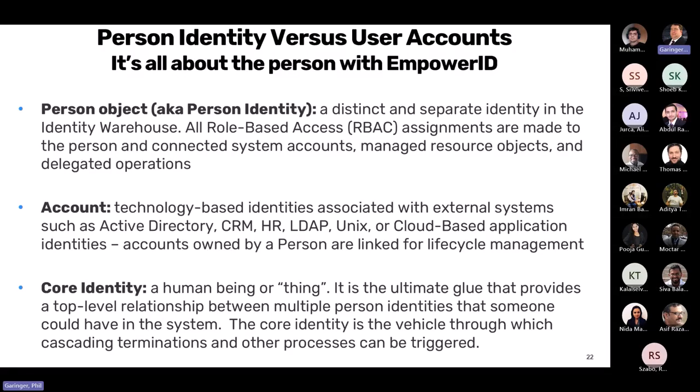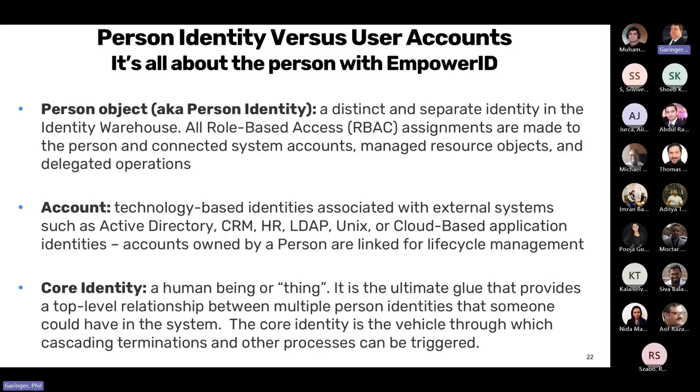So the person identity is what you use when you are working within EmpowerID. If I'm in there doing stuff, I'm doing it as a person. That's that primary authenticated or authorized identity within EmpowerID. Now, when we talk about accounts, we're talking about all of the technology-based identities in our target systems and our source systems.